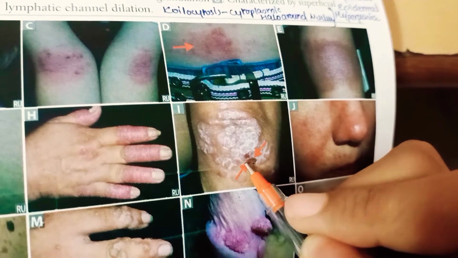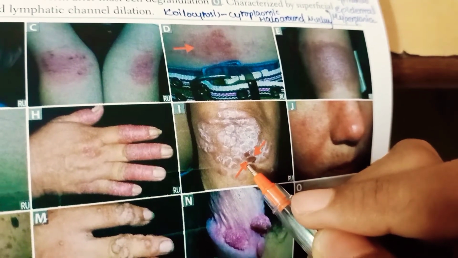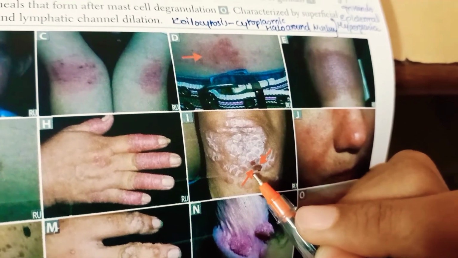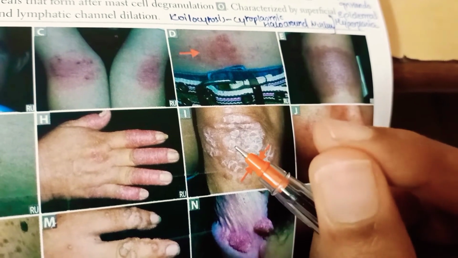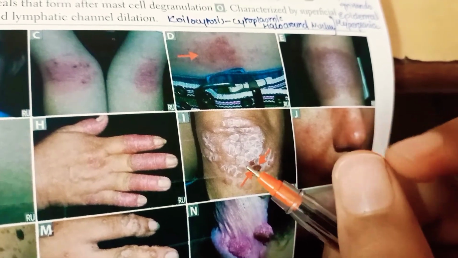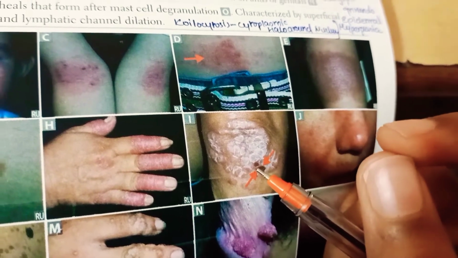It is associated with nail pitting, psoriatic arthritis, onycholysis. Sorry, not ankylosis, onycholysis. That is a fingertip, where the nail is coming out of the nail bed.